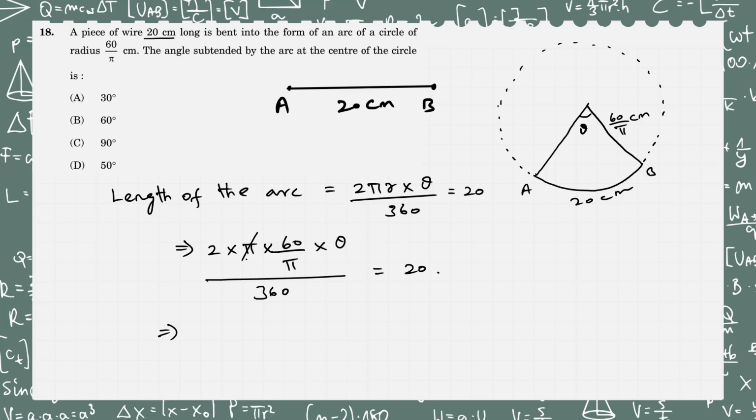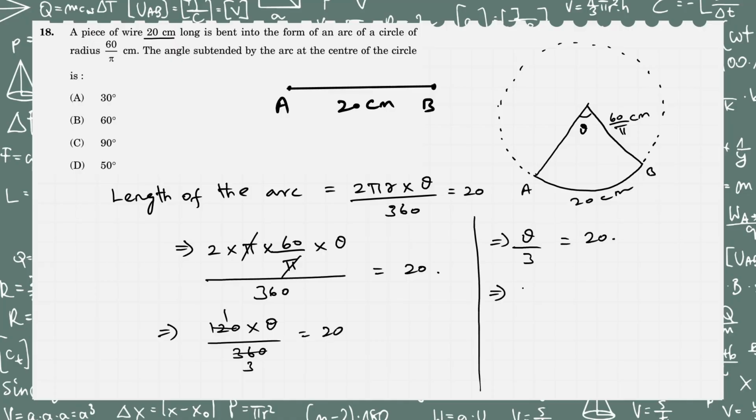Now this pi and this pi we can cancel. 2 into 60 is 120. So 120 into theta divided by 360 equal to 20. Now we can cut this 120 and 360, right? So 120 one time, 360 three times. So we get theta divided by 3 equal to 20. That implies theta equal to 20 into 3, which is 60 degrees. So option B is the correct answer.